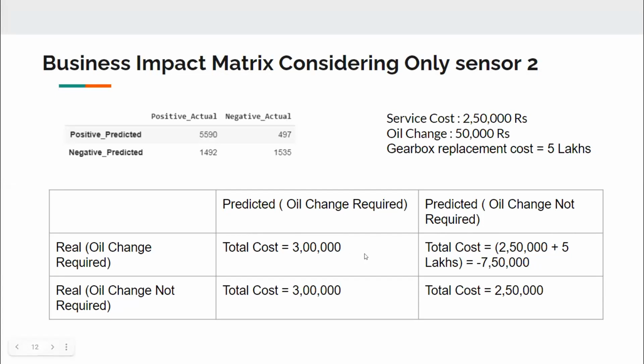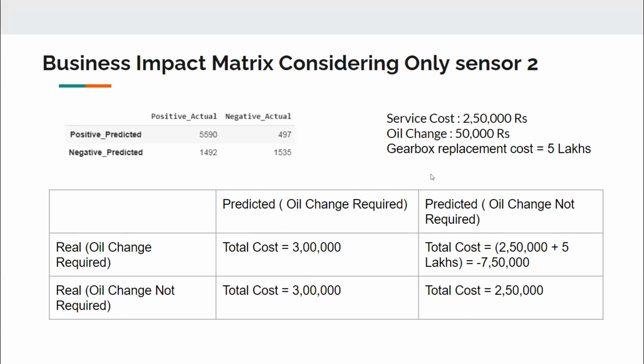Whereas in real, I wanted to change the oil, but in the prediction, I have not identified that the oil has to be changed. In that case, my gearbox is going to wear or have some kind of failure in the gearbox, which means I'm going to change the gearbox, which will also add on the service cost. So that is going to be 7,50,000 rupees of loss to the company. And in the next condition, in real, I don't want to change the oil, but in prediction, I have identified that I want to change the oil. So it is very obvious that I'm going to change the oil.